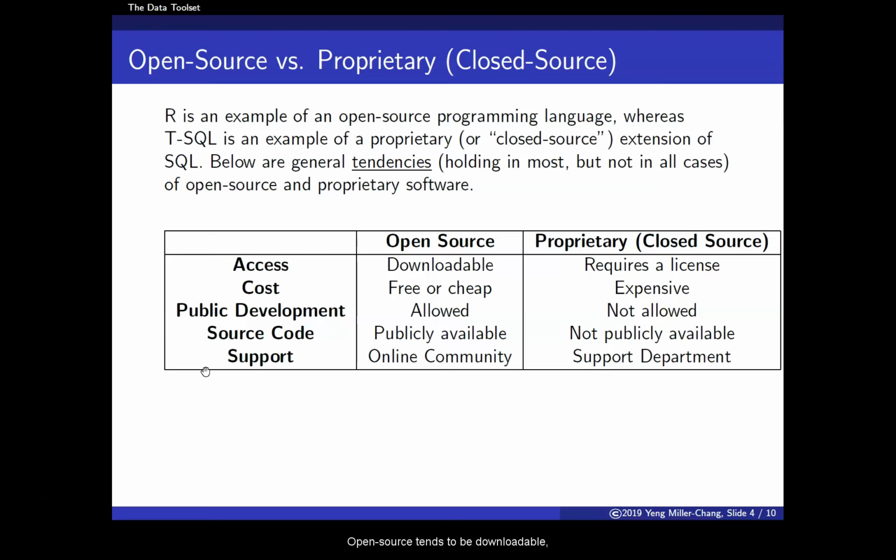Open source tends to be downloadable, free or cheap, and people can usually make modifications to it quite easily. For open source code, you usually have to rely on online communities to provide support. Proprietary software tends to require a paid license, and tends to be expensive. Since proprietary code is not available online, no public modification of it is allowed, but with a lot of proprietary software, there's usually a company with a dedicated support team behind it.